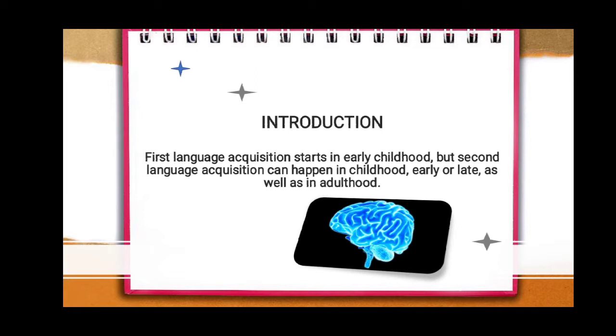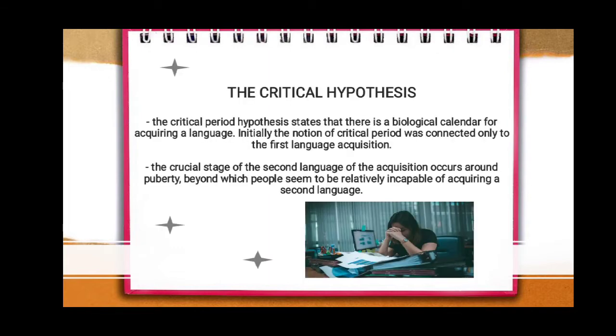First language acquisition starts in early childhood, but second language acquisition can happen in early or late childhood, as well as in adulthood. The critical period hypothesis states that the first few years of life are the crucial time in which an individual can acquire a first language if presented with adequate stimuli, and that first language acquisition relies on neuroplasticity.